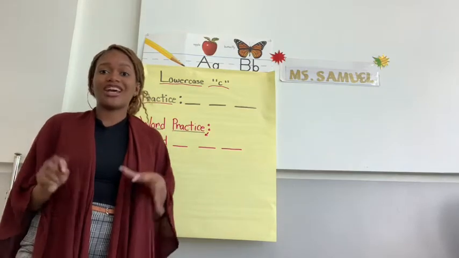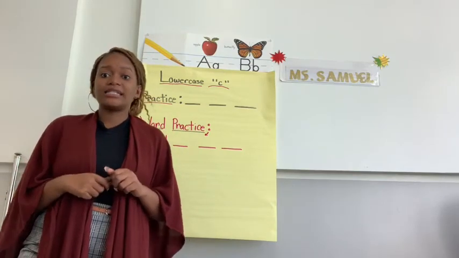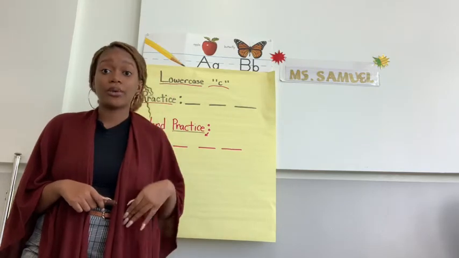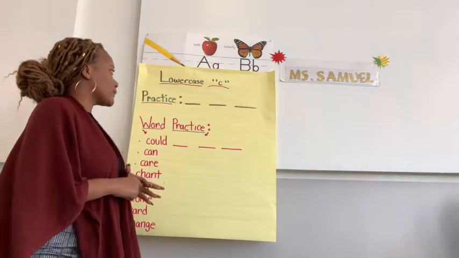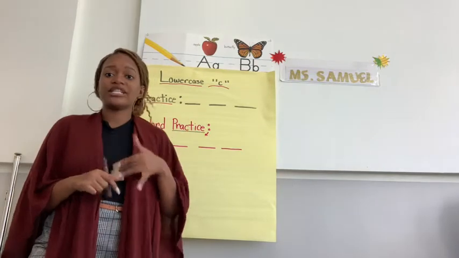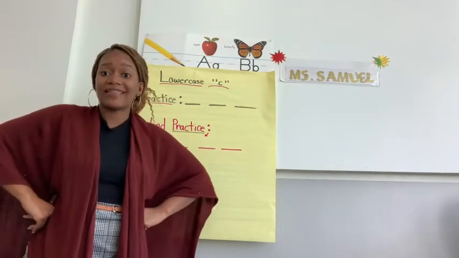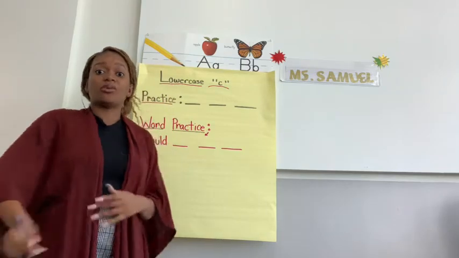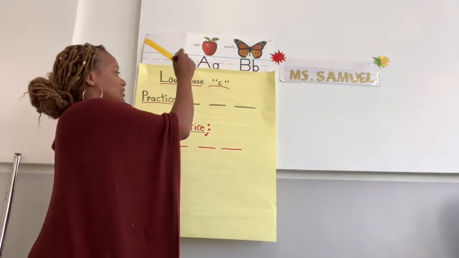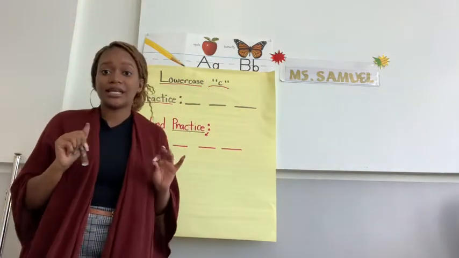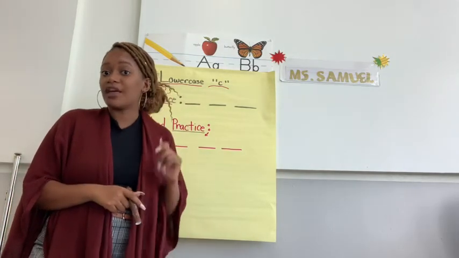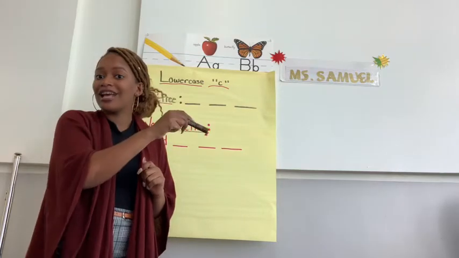Today we are working on our lowercase v. Okay, so for our lowercase v, we need to start at the midline. We only have one step for our lowercase v. So we start at the midline and we circle around and lift. What's our one step? We start at the midline, and then we circle around and lift.